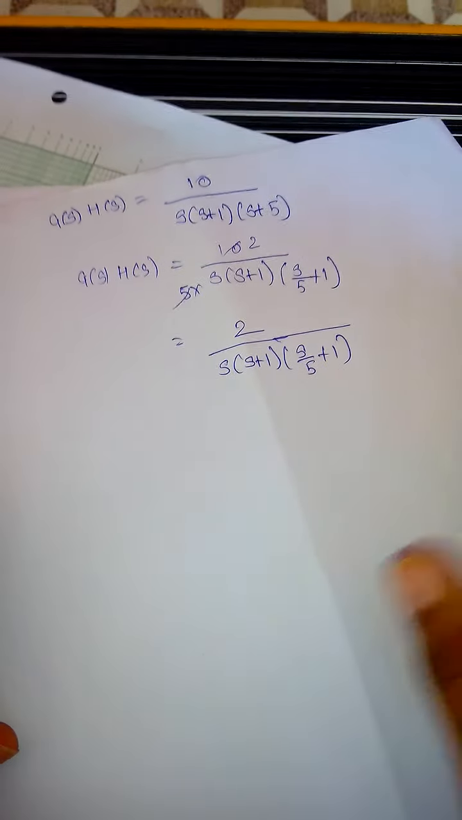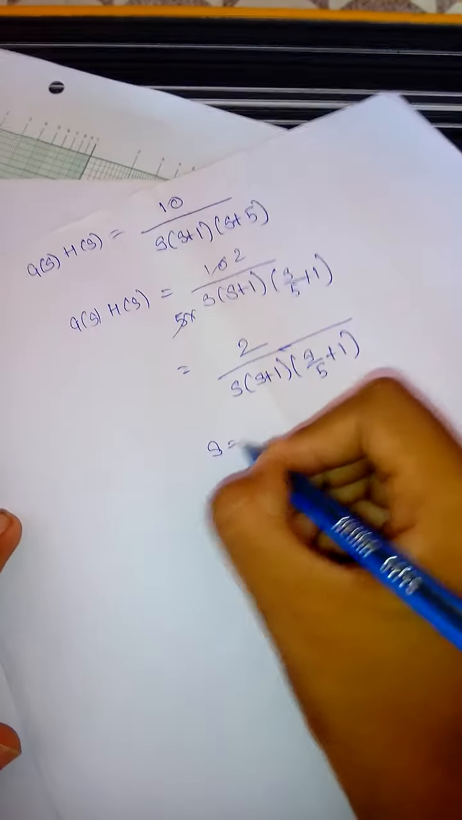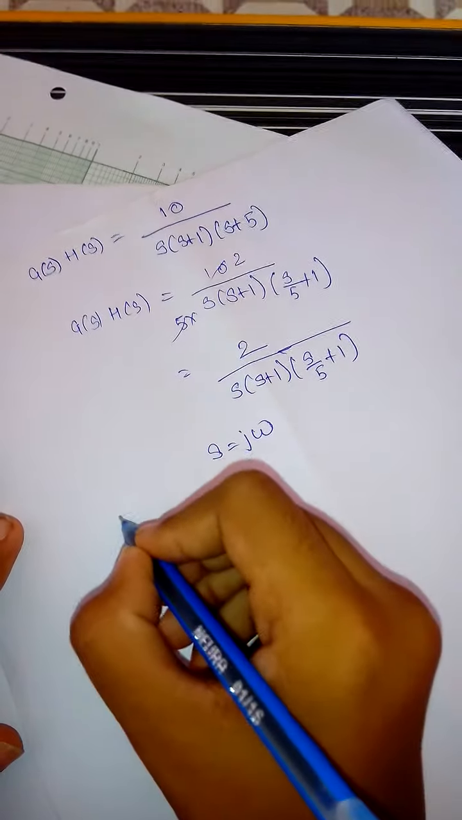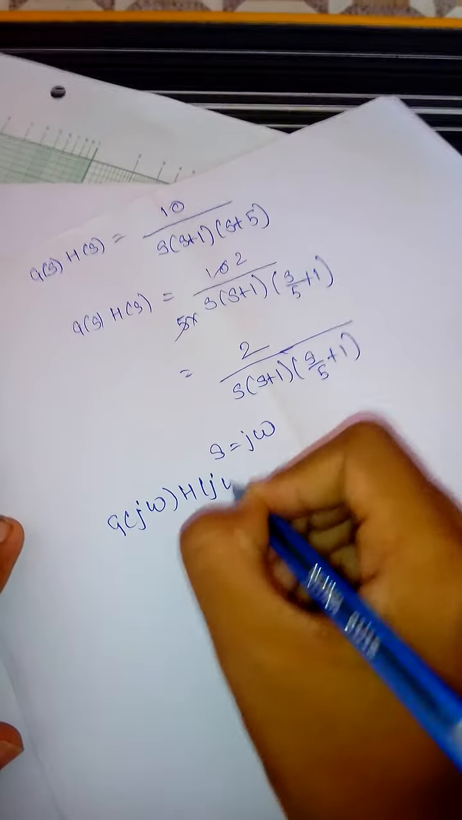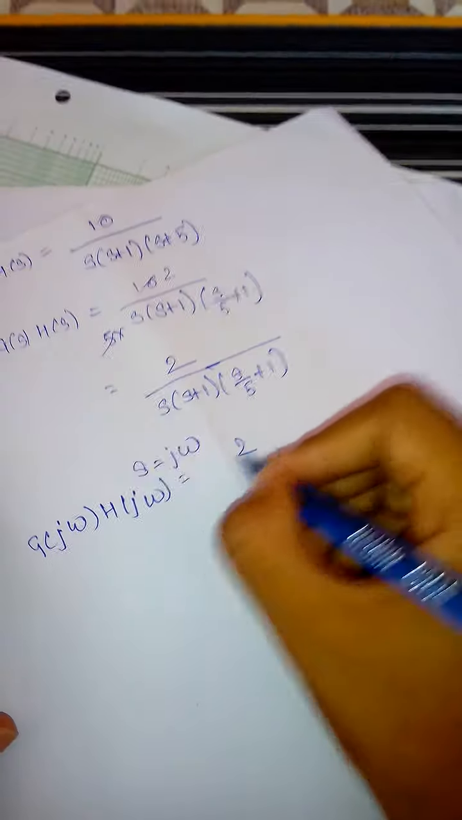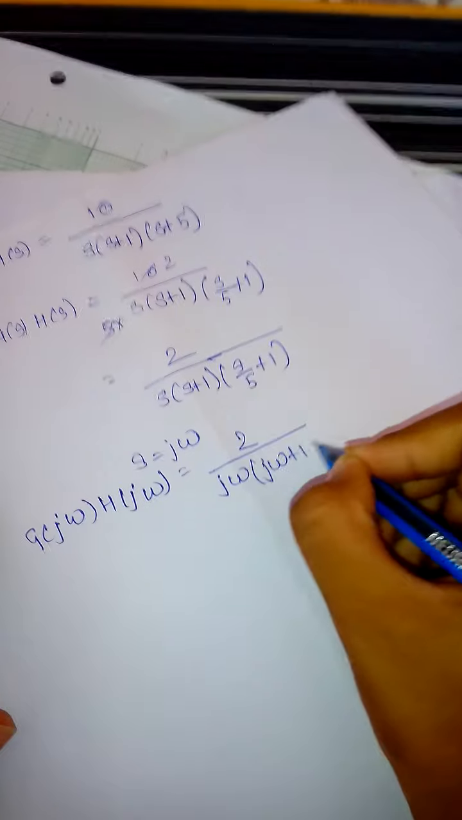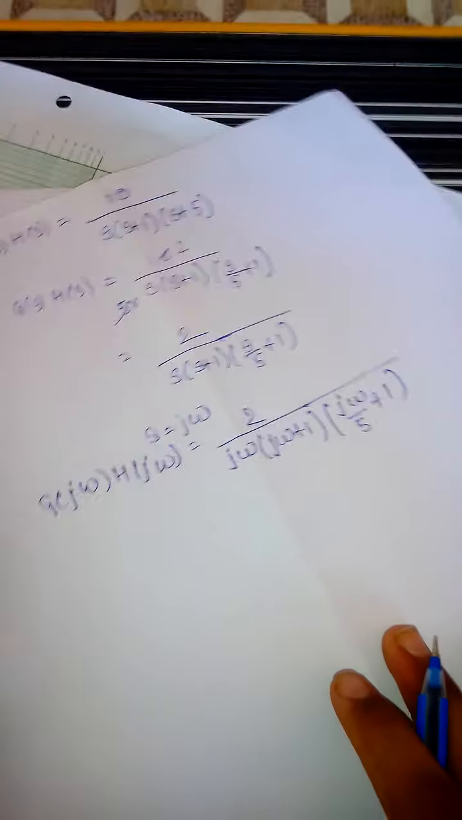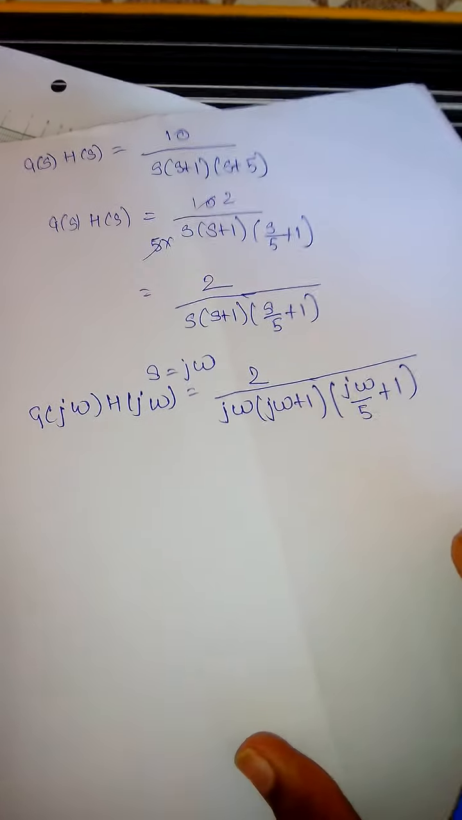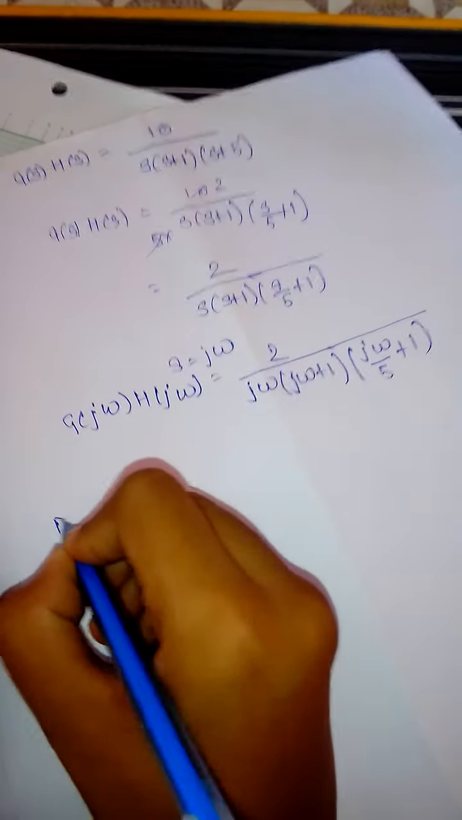Now to obtain the frequency domain transfer function, we have to replace S by j omega. So G of j omega, H of j omega equals 2 upon j omega (j omega plus 1)(j omega by 5 plus 1). Now we have to make a table of the magnitude plot.